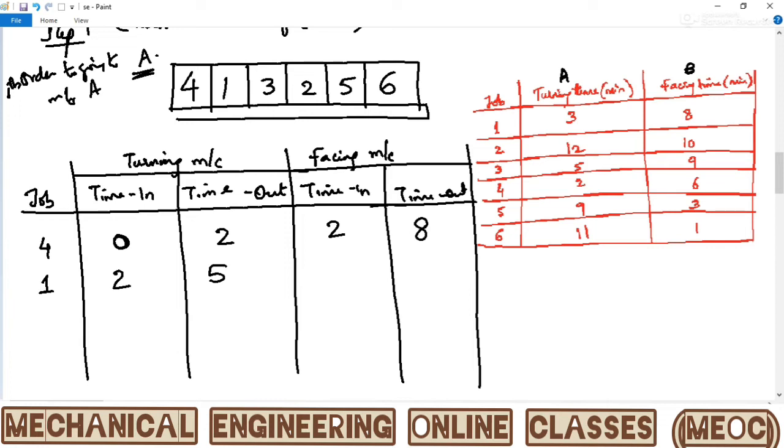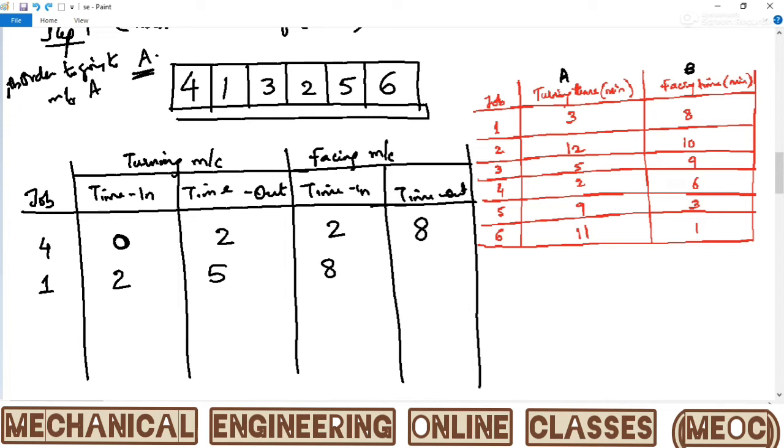So once this is completed, job 1 will have to go for facing. But the facing machine is busy up to 8 minutes. So until job 4 is completed, job 1 cannot go on for facing. So after the 8th minute only it will start. So it is staying idle from the 5th minute to 8 minutes. So once at the 8th minute the facing machine is freed, job 1 takes it up, and its operation has begun on the facing machine at time 8.